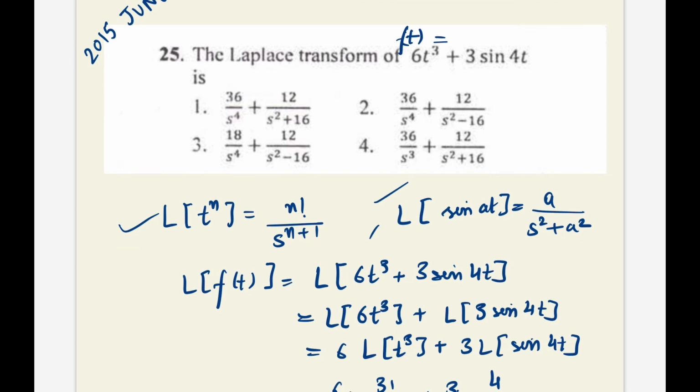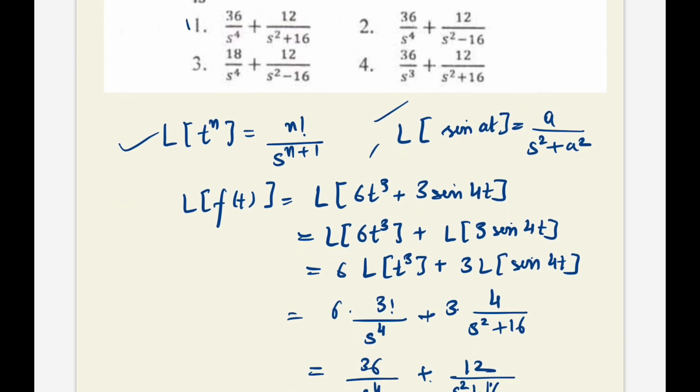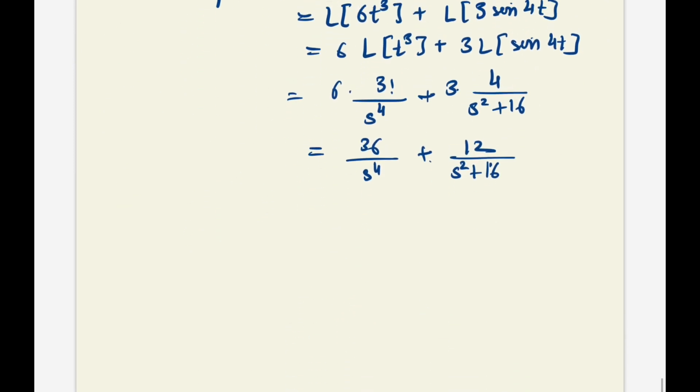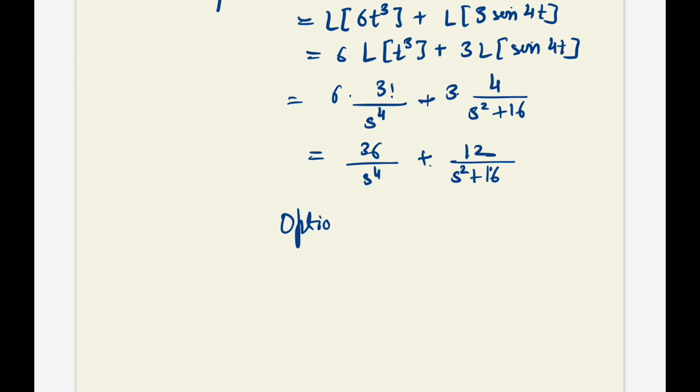So option 1 is the correct answer. Hence this topic is covered and it is also finished.